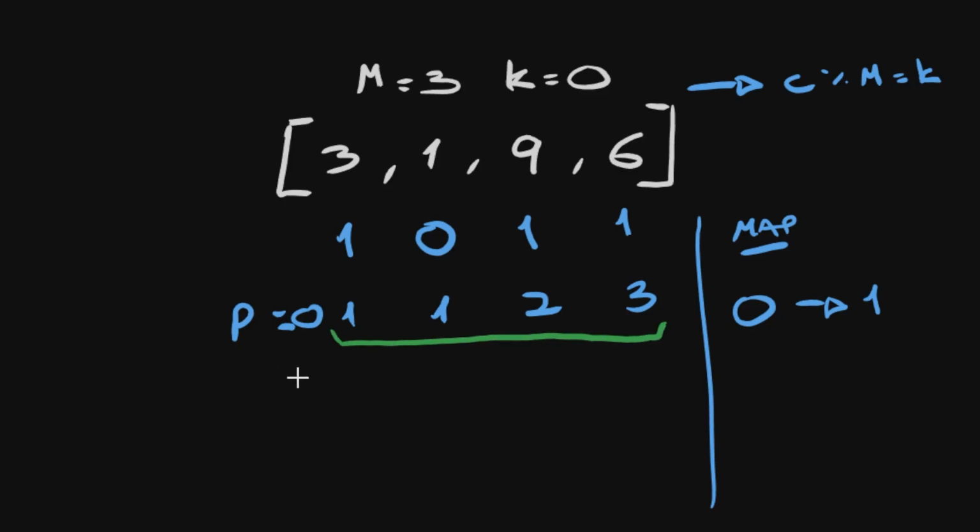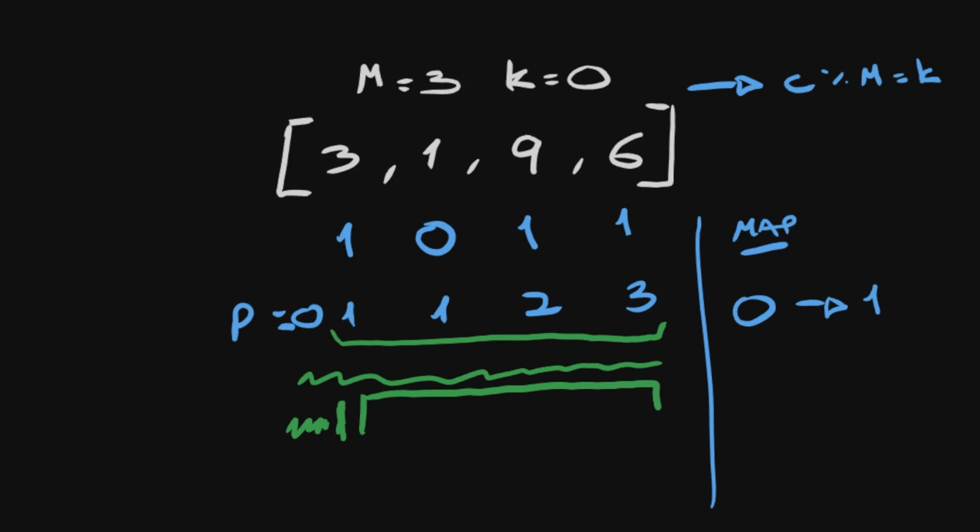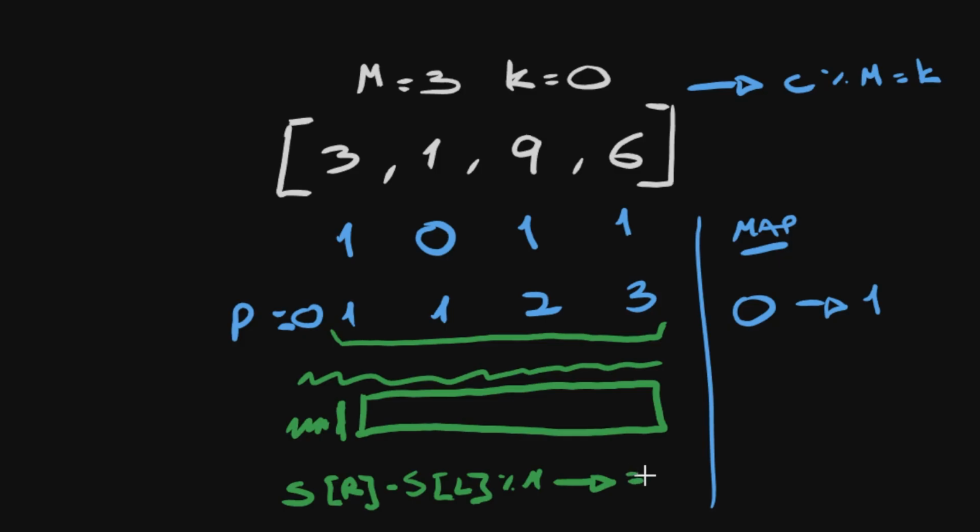In this case, we can take the prefix up to this point and subtract the prefix up to this point. And this will give us the sum of counts in this array. And this is the same as saying the rightmost prefix sum minus the leftmost prefix sum, modded by modulo, and we are checking if this equals k.